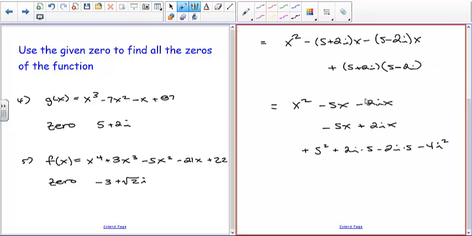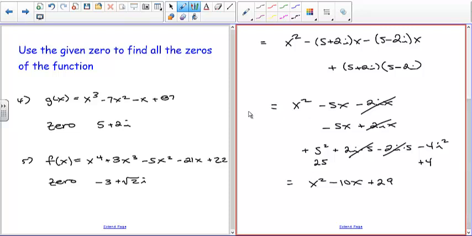Okay, so let's see what we can clean up. That cancels out with that. That cancels out with that. So we get rid of all the imaginary stuff. What we're left with is x squared, minus 5x twice, and down here we have 25. And here we have plus 4, because i squared is negative 1, so you get negative 1 times negative 4. So we get plus 29. So that's the bottom line if you take the two imaginary ones and multiply them together.